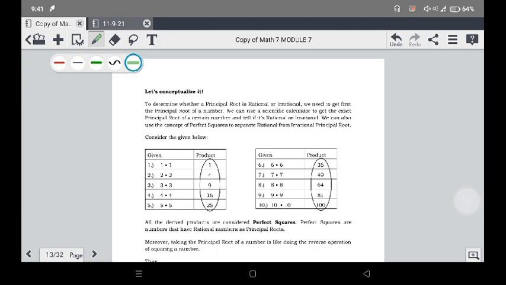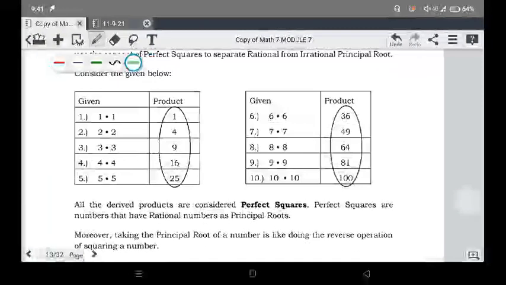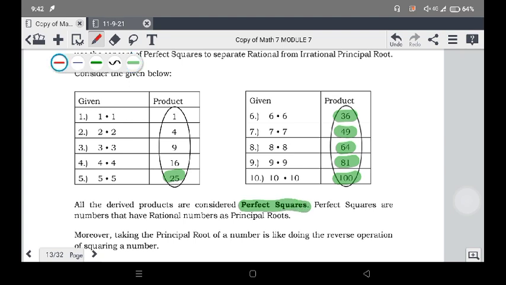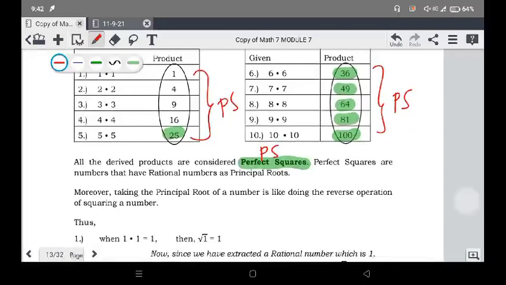Okay, so in the early part of this module, ka-lesson pa kanina, nag-answer kita. Okay, so until 10. Okay, so you have 25, 36, and answer nyo kanina, 49, 64, 81, and 100. All derived products are considered to be perfect squares. Perfect squares na sila. You must familiarize yourself with the perfect squares. PS. So, perfect squares na sila. Okay. Perfect squares are numbers that have rational numbers as principal roots.